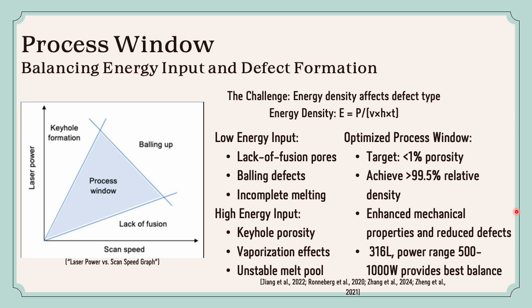One of the most important concepts of LPBF is the process window, which represents the range of parameters that produce high-quality parts. As shown in the figure, both laser power and scan speed influence the energy delivered to the material. When the energy input is too low, the powder does not melt completely, leading to lack of fusion pores, bonding defects, and incomplete melting. On the other hand, if the energy input is too high, excessive heating can cause keyhole porosity, evaporation, and unstable melt pool behavior. Therefore, the goal is to operate within the optimized process window, where defects are minimized and part density is maximized.